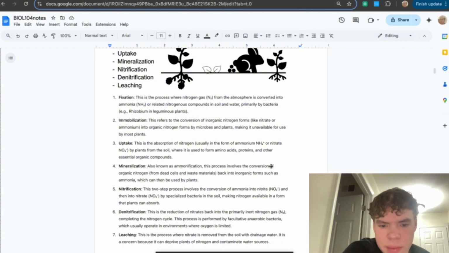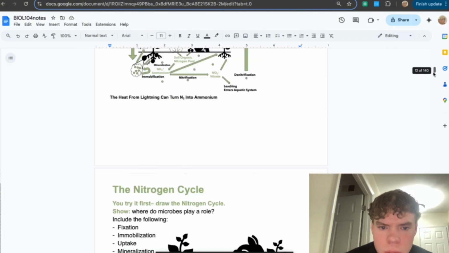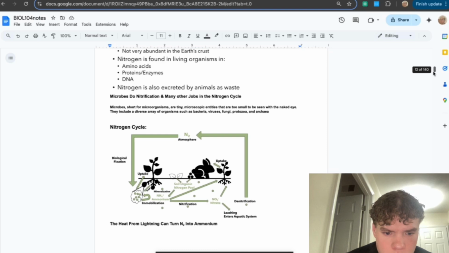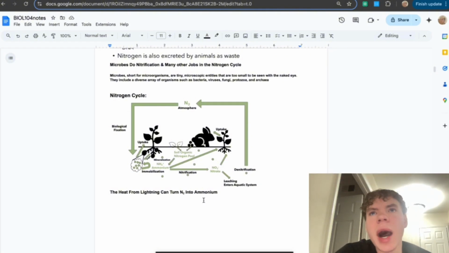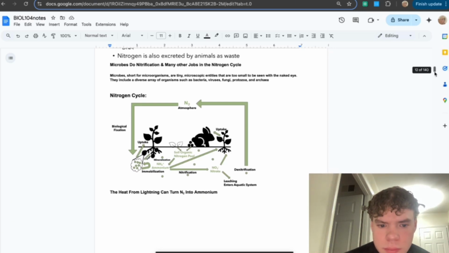Mineralization, also known as ammonification, this process involves the conversion of organic matter back into inorganic forms, such as ammonia, which can be used by plants. If you look at the soil organic nitrogen pool, that just basically explains how when things die or animals poop, that goes into the ground and it gets broken down by those microbes in the soil. And then that is once again absorbed into the nitrogen cycle. So that's another source of how nitrogen gets in the soil.